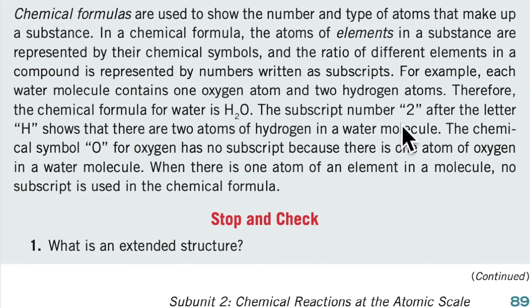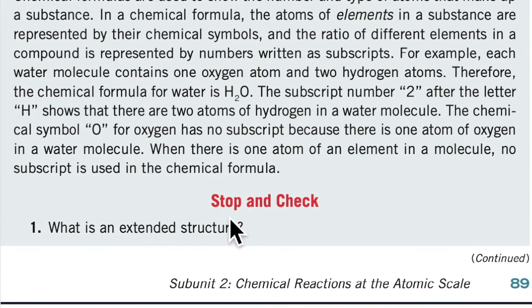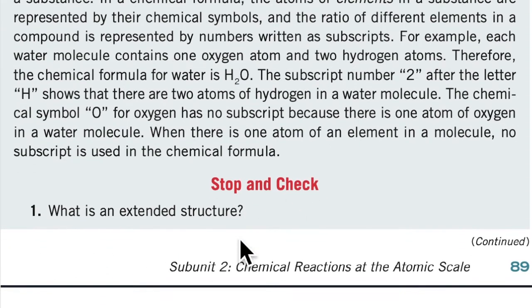The subscript number 2 after the letter H shows that there are 2 atoms of hydrogen in a water molecule. The chemical symbol O for oxygen has no subscript because there is 1 atom of oxygen in a water molecule. When there is 1 atom of an element in a molecule, no subscript is used in the chemical formula. Stop and check. What is an extended structure?